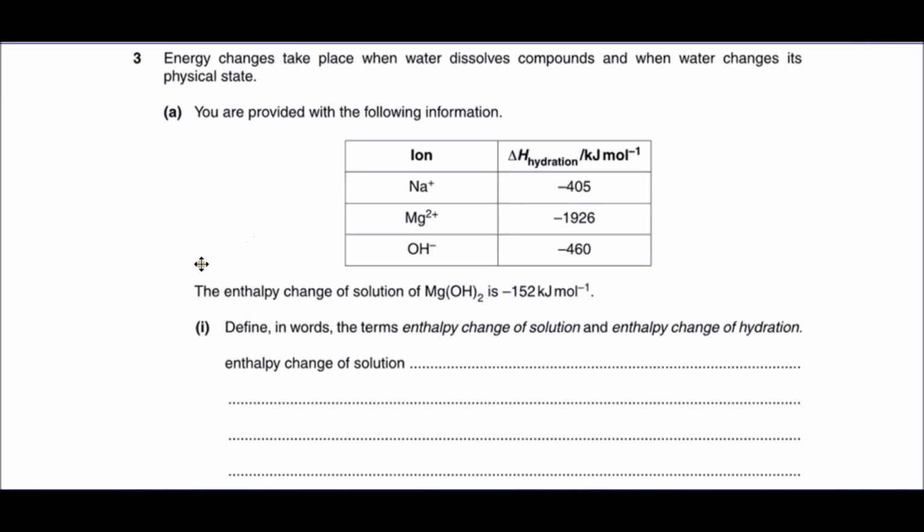Question 3 is about enthalpy and entropy. And we're going to start off with some definitions. Again, 10% roughly on definitions. Can't afford not to learn your definitions.